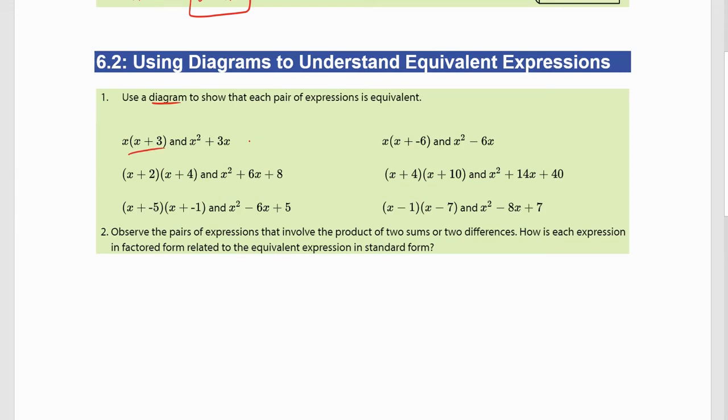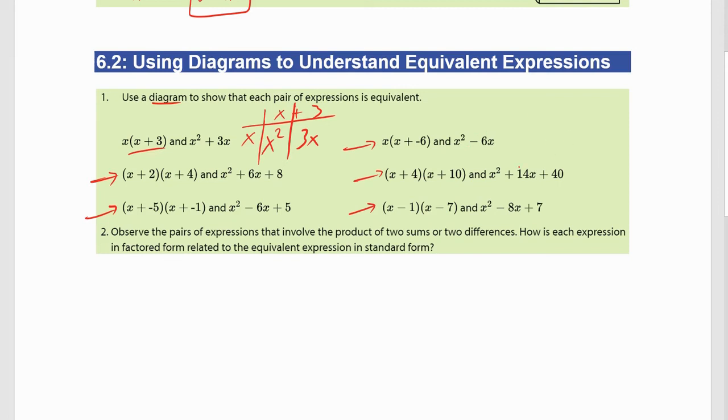we know that x is going to be multiplying, or distributing, to the x plus the 3, right? So we know that x times x is x squared, and x times 3 is 3x. That's basically what they're saying to do for each one of these. So go ahead and just draw a diagram to explain the other 5. And it's very much just drawing what I just drew, okay?